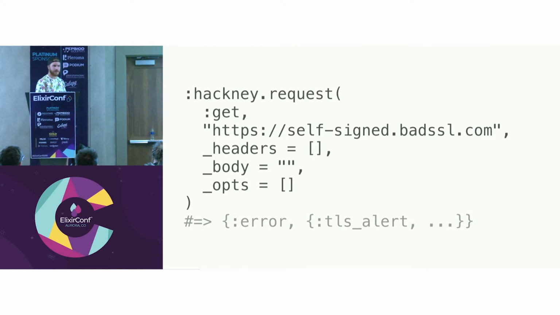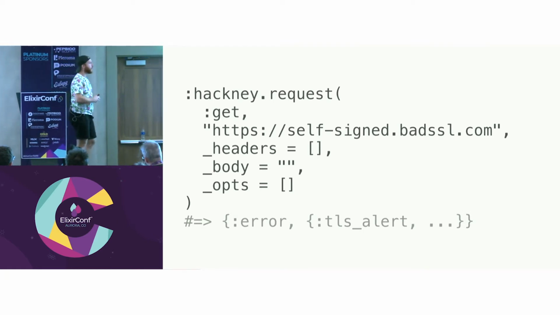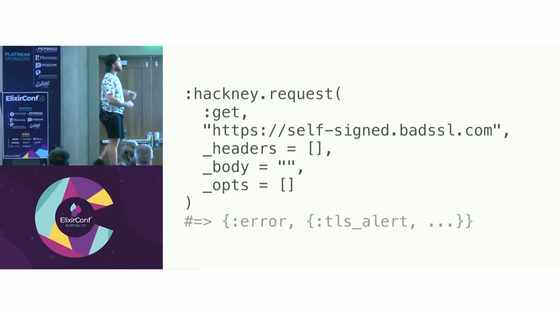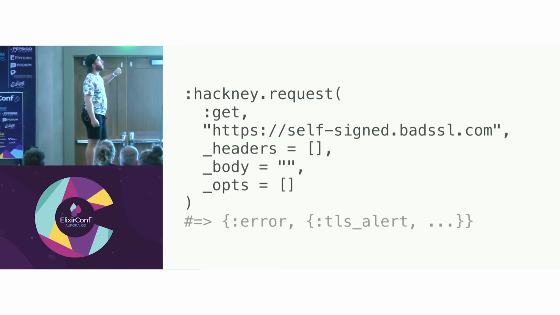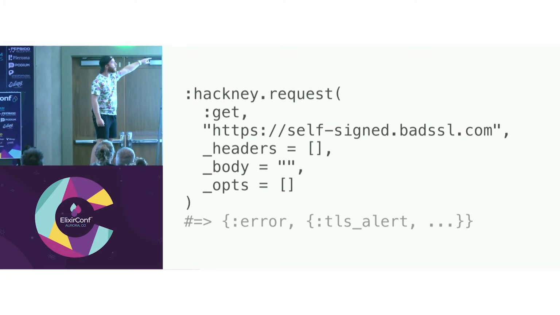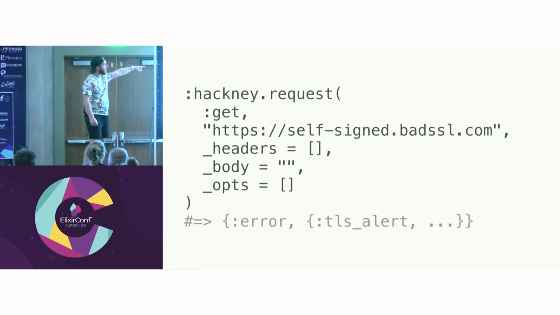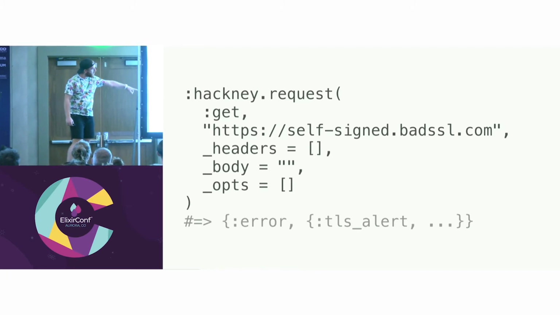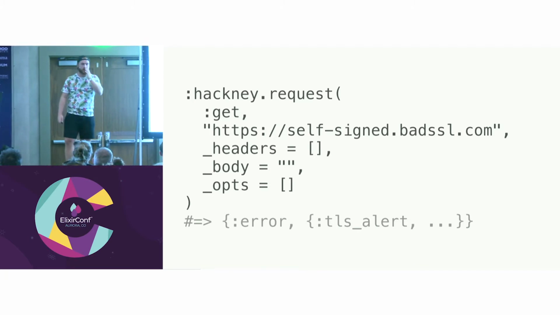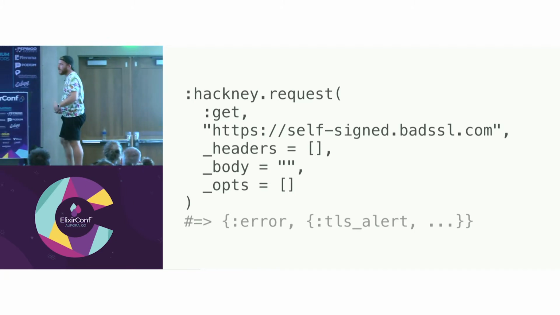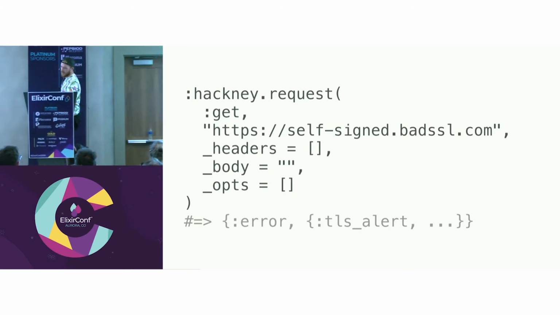Hackney is what probably most people here use, including me. But Hackney is secure by default. So if I do a GET request to self-signed.badssl.com and I don't pass any options, I just do the request, it's going to return an error with a TLS alert, which is what we want. So it's saying this is not safe.